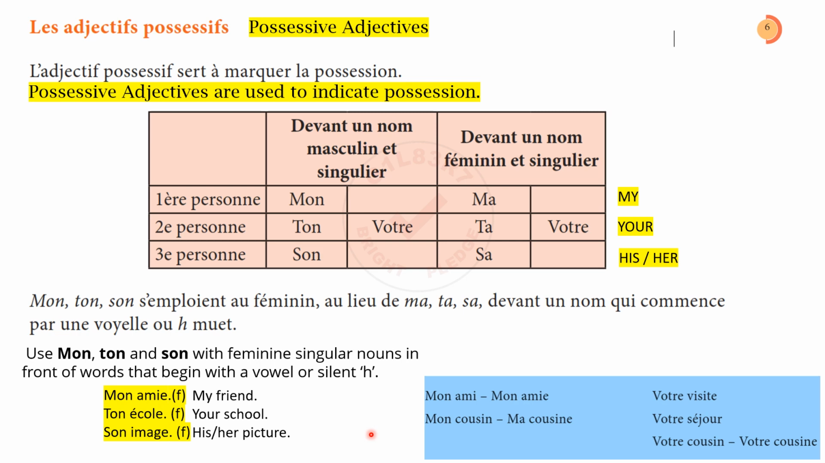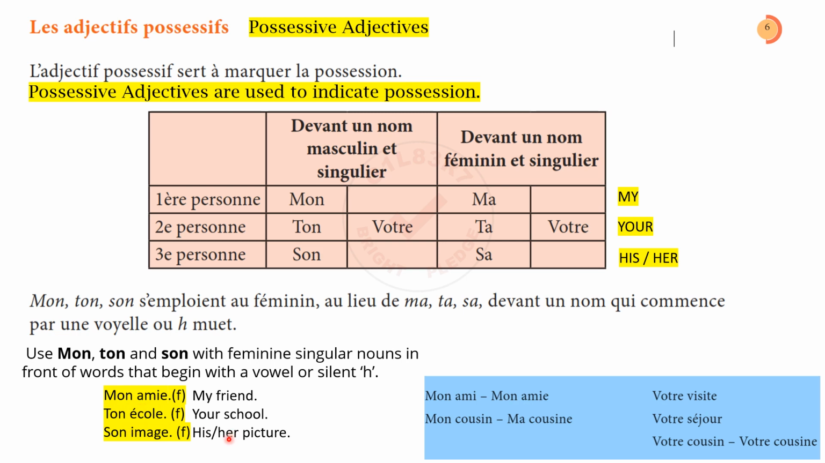And remember that when the feminine singular noun begins with a vowel or H, you are going to use the corresponding masculine form of the possessive adjective, which is mon, ton, son. So although it's feminine, you are still going to use the masculine form. Okay. The reason behind this is because it is easier to pronounce it that way. So it's easier for me to say mon ami, ton école, son image, rather than saying ma ami.